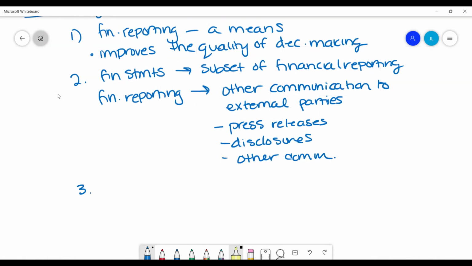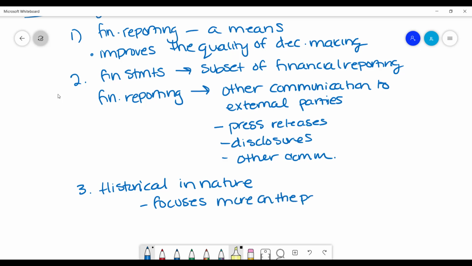And another important characteristic of externally reported information is that it is historical in nature. Financial statements, like those three we looked at, report events that have already happened, right? It's not going to occur, it has already happened. So financial reporting information focuses more on the past than the future, just because we're looking at information referring to what has already happened.